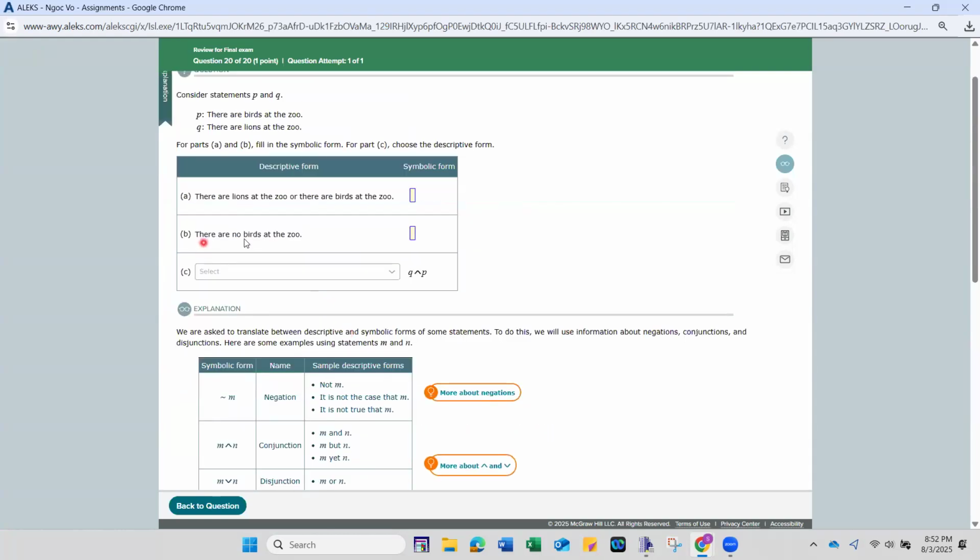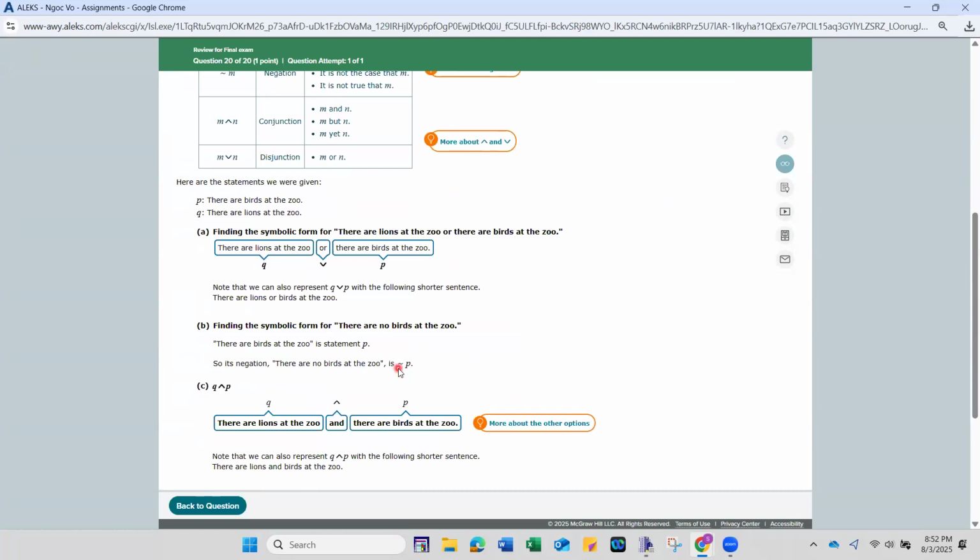The second one, there are no birds at the zoo. This is actually the negation of there are birds at the zoo. And in order to represent negation, we use the negation symbol in front of the statement symbol. The last one, you have a symbolic form, which is Q, upside-down V, which is the symbol of the connective and, and then P. So the first statement is the Q statement, there are lions at the zoo, connective and, there are birds at the zoo.